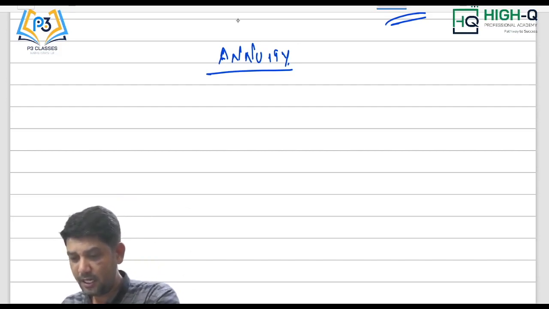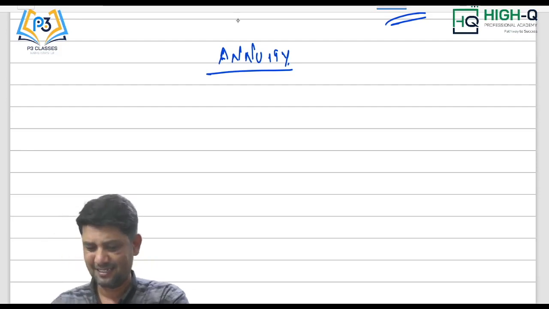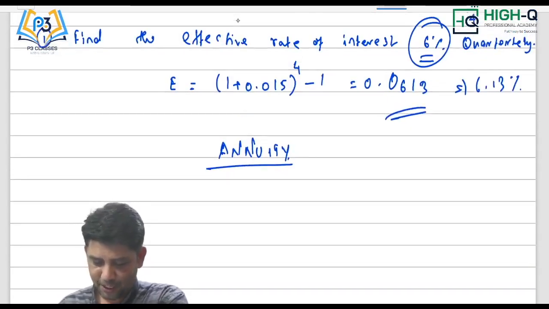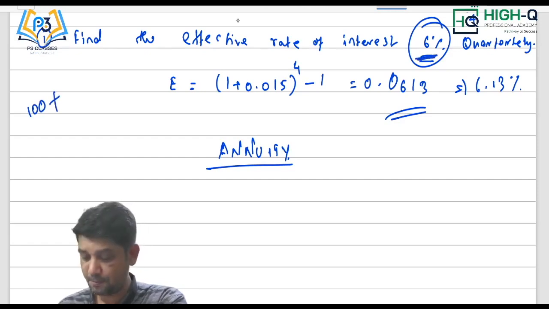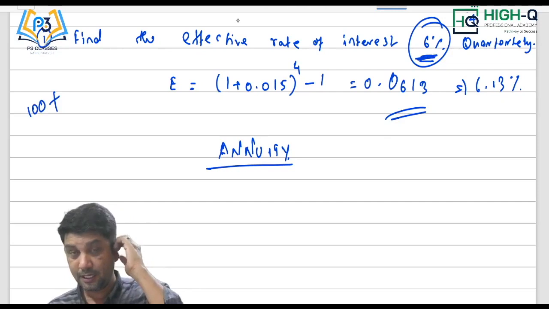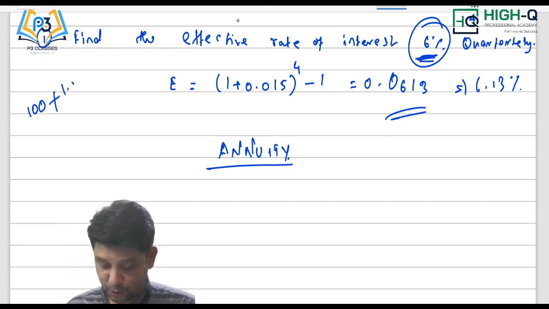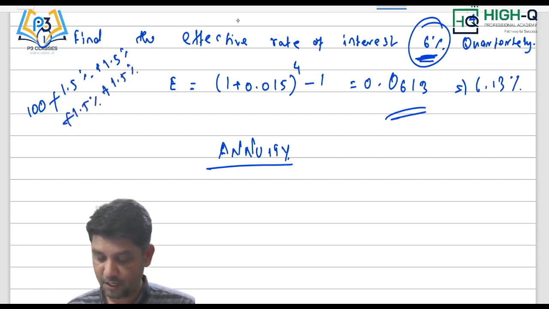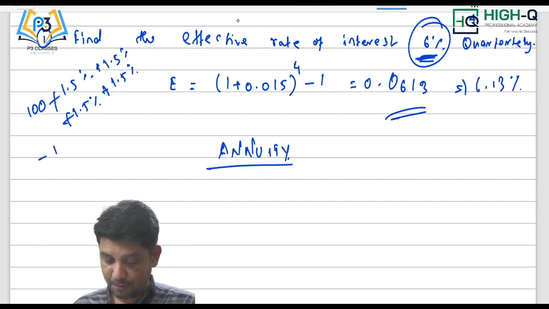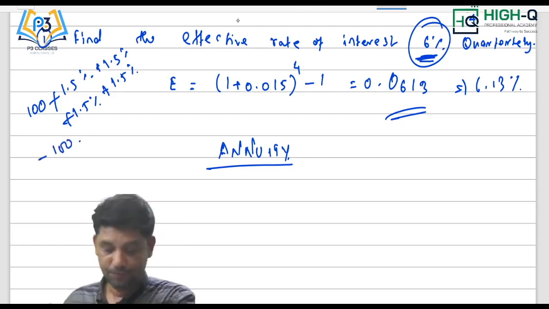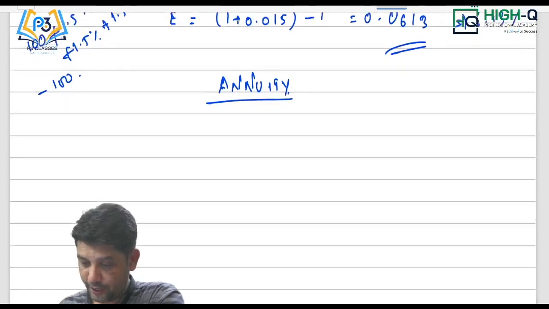See, Samiran, it is not a trick. I told you to take 100 rupees as the principal, 100 plus 3 by 2, that is, 6% quarterly means what? 1.5%. I told you to add 1.5% 4 times. Why 4 times? Because it is on a quarterly basis, 3 by 2 percent for 4 times. So minus 100 I told you to do. That's it.